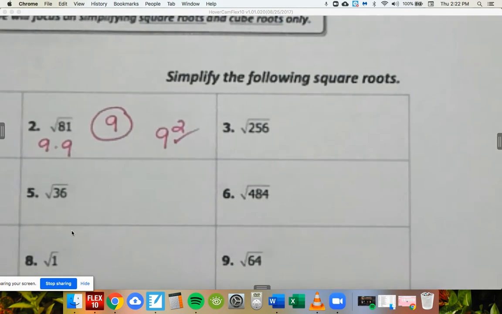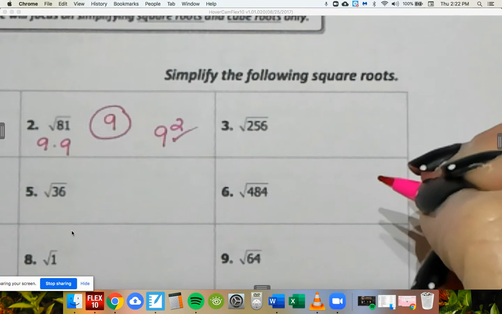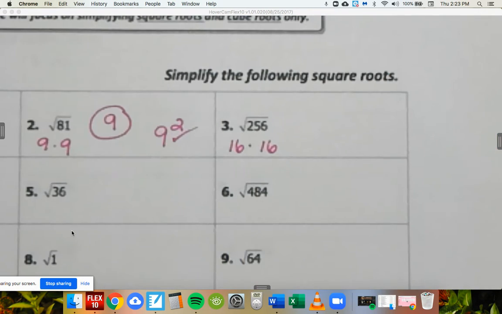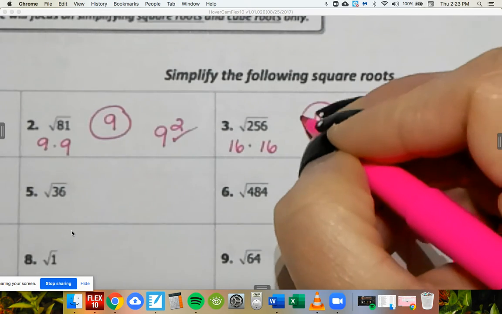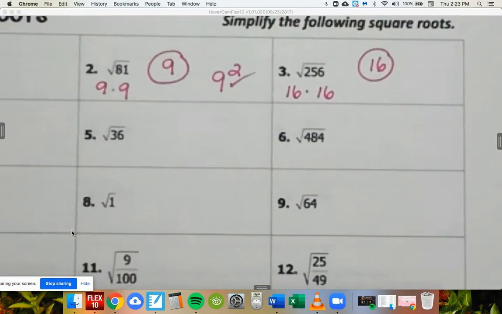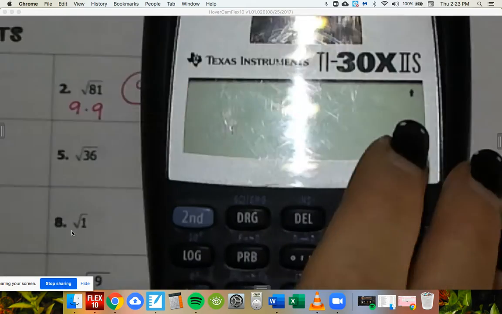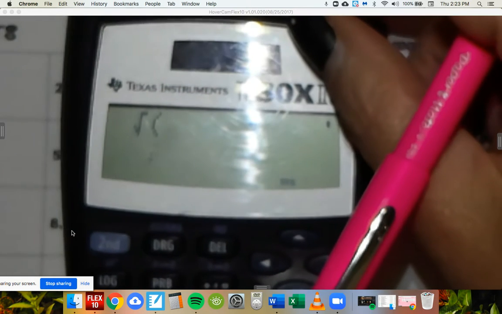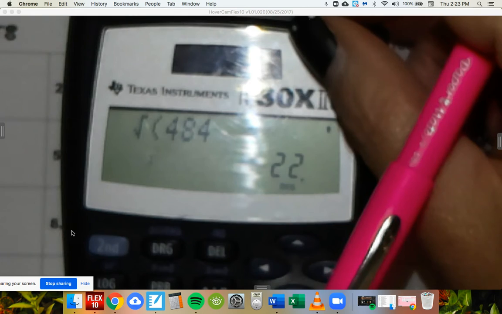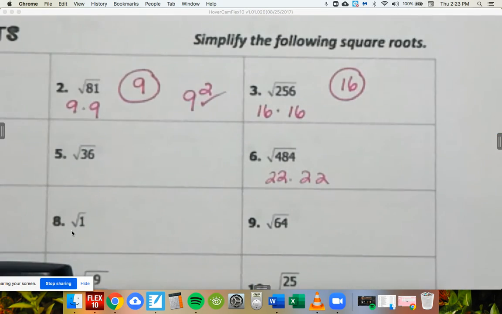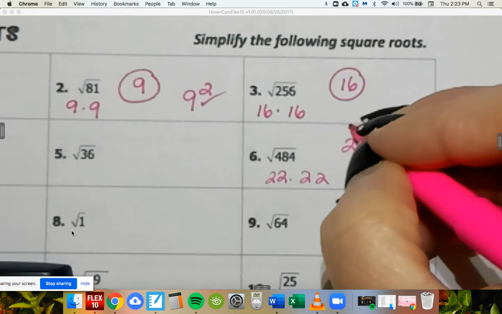Anybody know the square root of 256? Do you know what number times itself is 256? 16 times 16. So the square root of 256 is 16. Let's do 484. I'm assuming you don't know it. So I'm going to do the square root of 484. I'm going to do second function, square root symbol, 484, 22. Awesome. So 22 times 22 is 484. So the square root of 484 is 22. That's pretty cool, right?